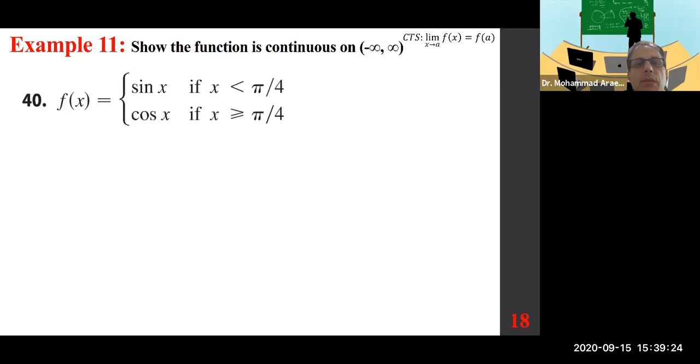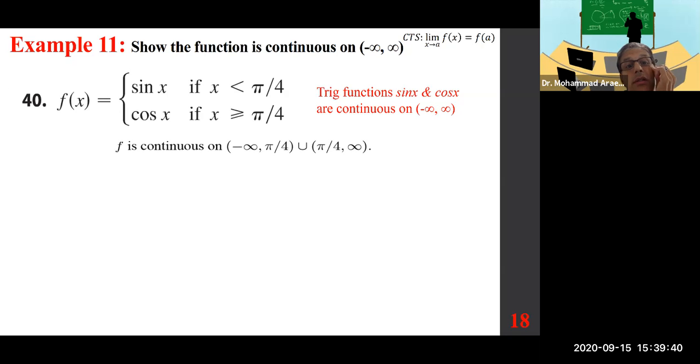So we have no problem except at the endpoint, namely pi over 4. So we will look at specifically pi over 4. Now, trig functions are continuous on negative to positive infinity. Therefore, the function is continuous from negative infinity to pi over 4, union pi over 4 to infinity. In other words, this one, class, is continuous, CTS short for continuous, from negative infinity to pi over 4. Let me use a different color.